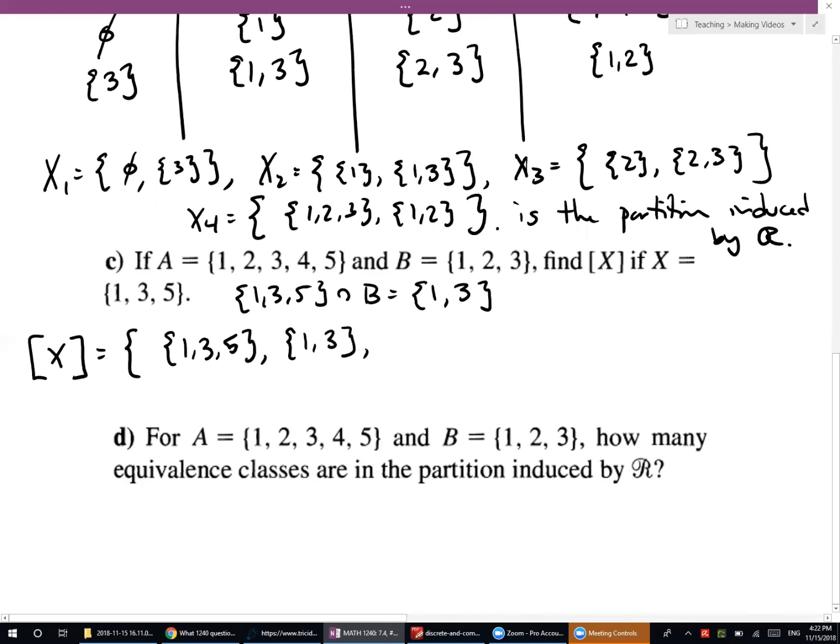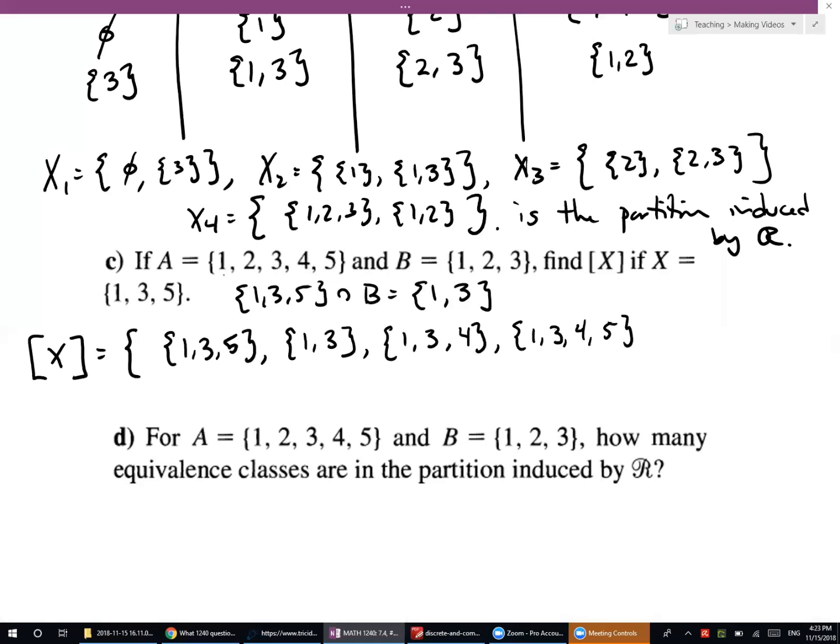Well, 1, 3 would work there, certainly. It must contain 1, must contain 3, cannot contain 2, and I've already got 1, 3. Well, I can include 4. And don't forget, I can include 4 and 5. And I think that's it. Must include 1, must include 3, can't include 2.